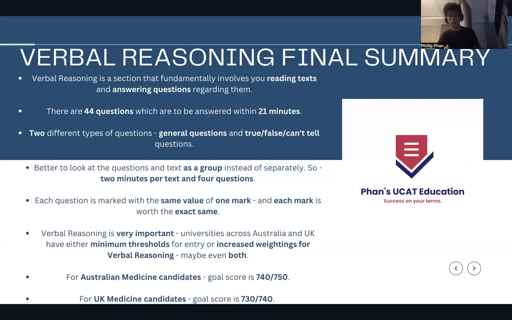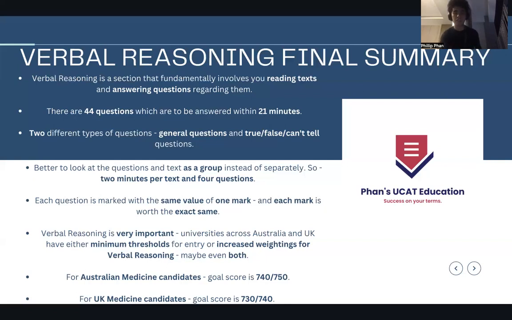And verbal reasoning is very important across Australia and the UK. Universities in those countries either have minimum thresholds of entry or just increased weightings for verbal reasoning, maybe even both. For Australian medicine candidates, the goal score is 740, 750. For UK medicine candidates, the goal score is 730 or 740, okay? It may sound a bit tough, and I'm not asking you guys to actually get what I got, but these are just goals. So it's important to set yourself a goal, and you aim high.